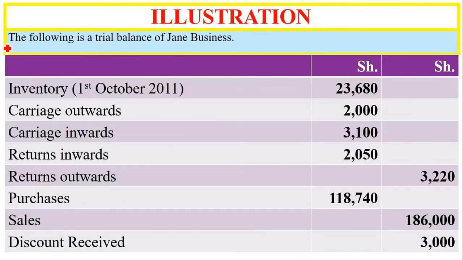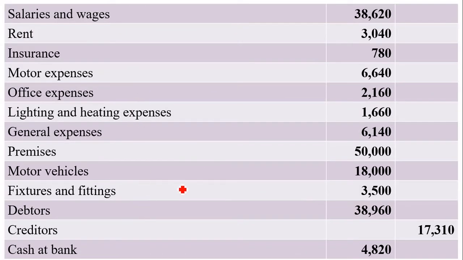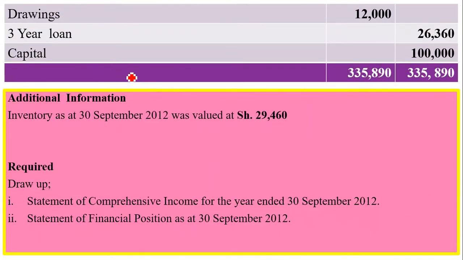You are told here that the following is a trial balance of Jane's business. So you're given a trial balance. We have the debit here and we have the credit here. Remember, this is the debit and this is the credit column. Then you're given the items. We have inventory, carriage outwards, etc. Then it continues, salaries, cash at bank, all the way to capital, and the totals there. Then additional information: inventory as at 30th September 2012 was valued at shillings 29,460. This figure here is very important.